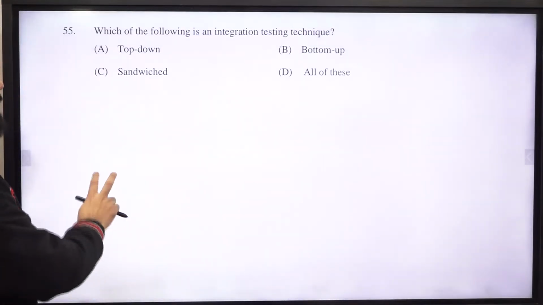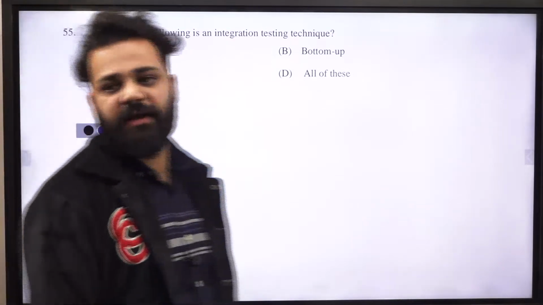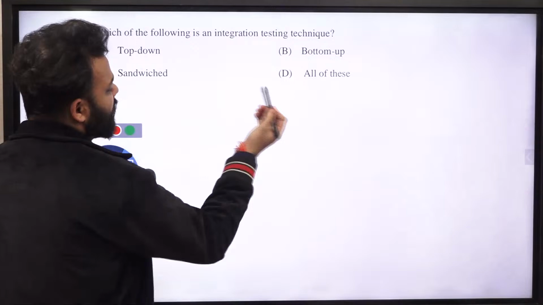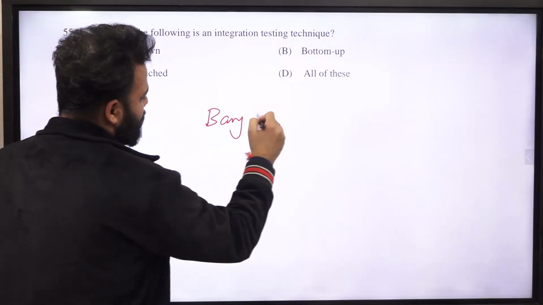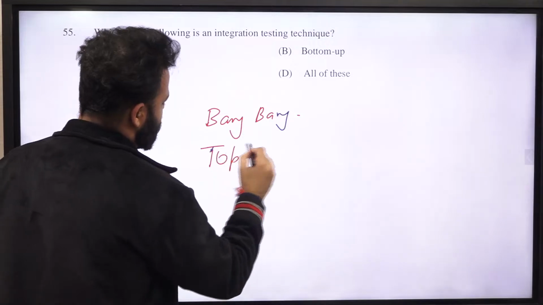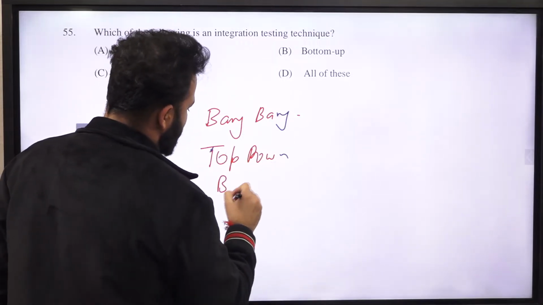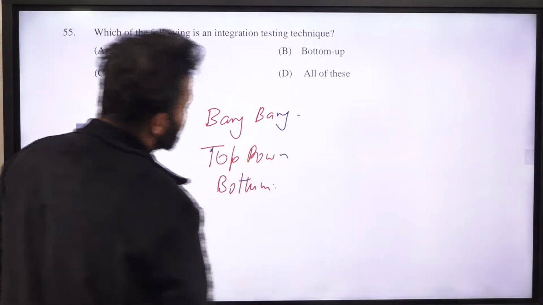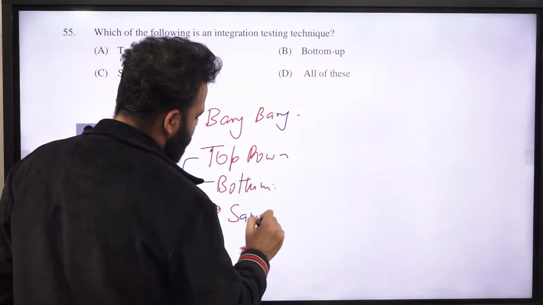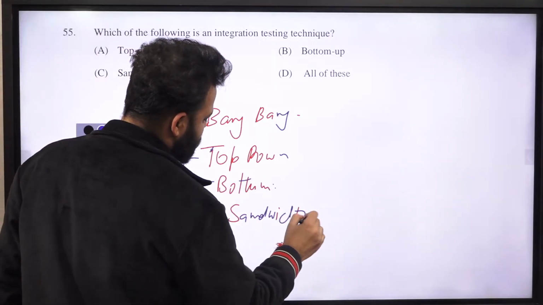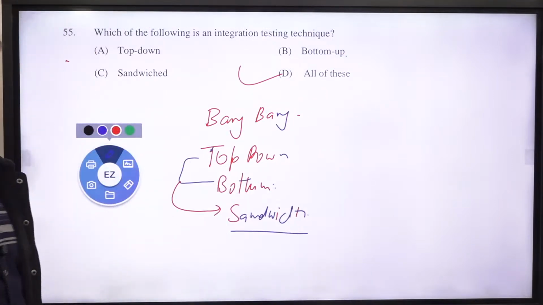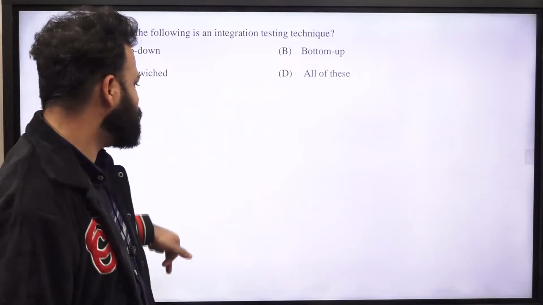Which of the following is an integration testing technique? So integration testing techniques are of 4 types. First is big bang, then we have top down, then we have bottom up, and then we have the fourth type, which is a combination of bottom up and top down. So we have sandwich. All of these will be our answer. So the correct option will be all of the above.